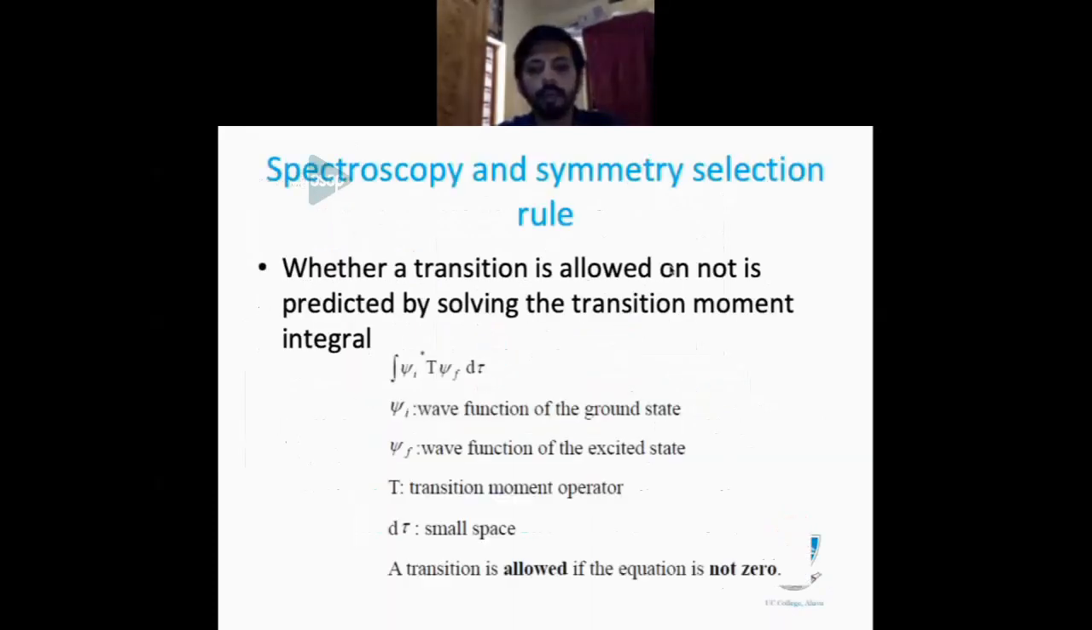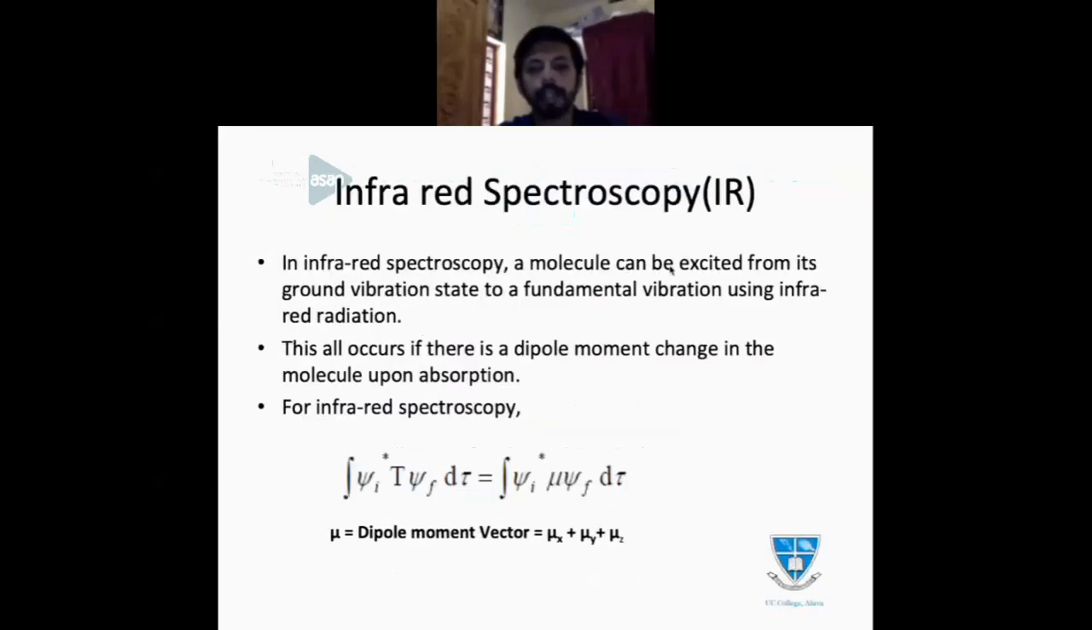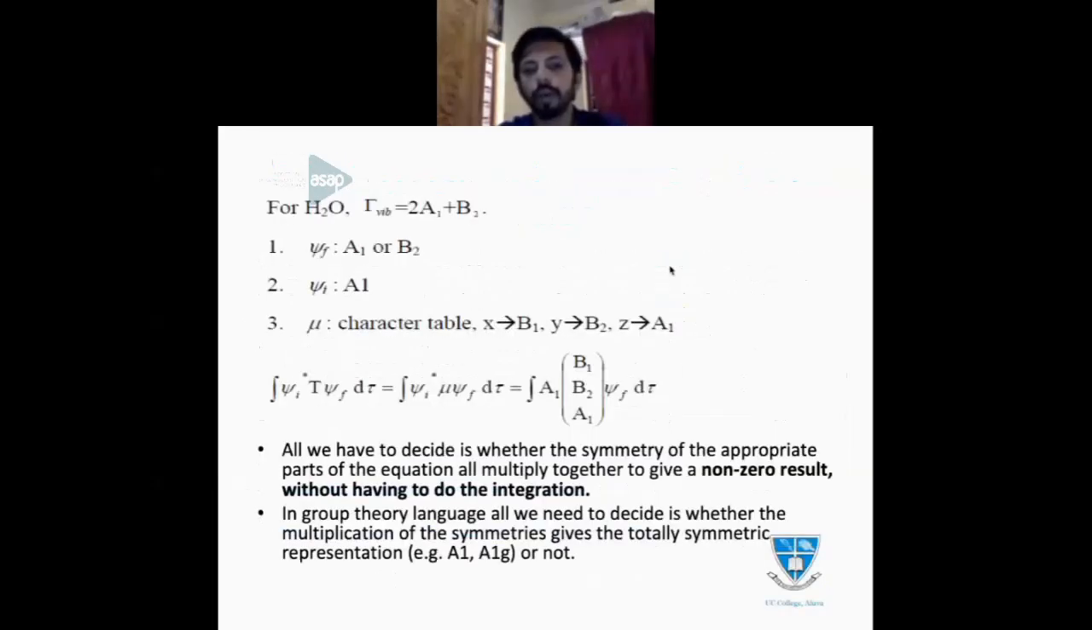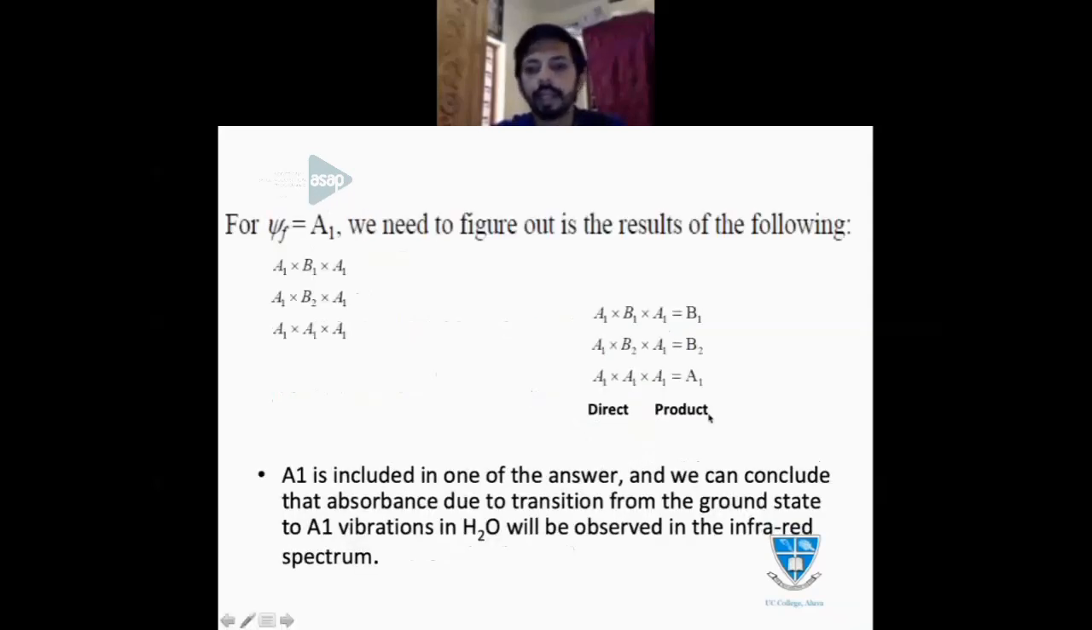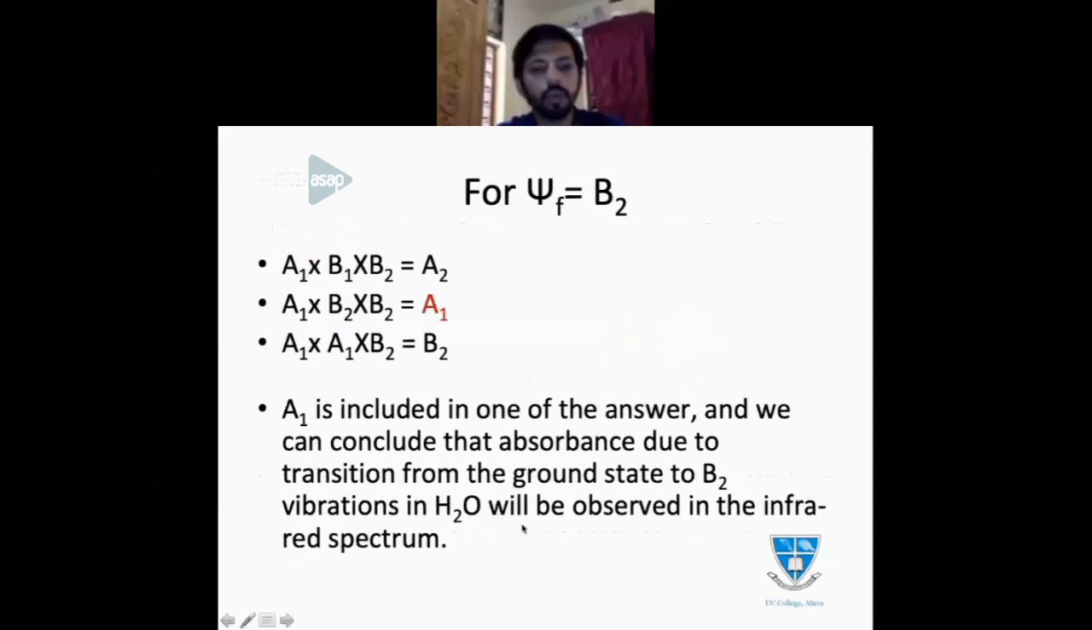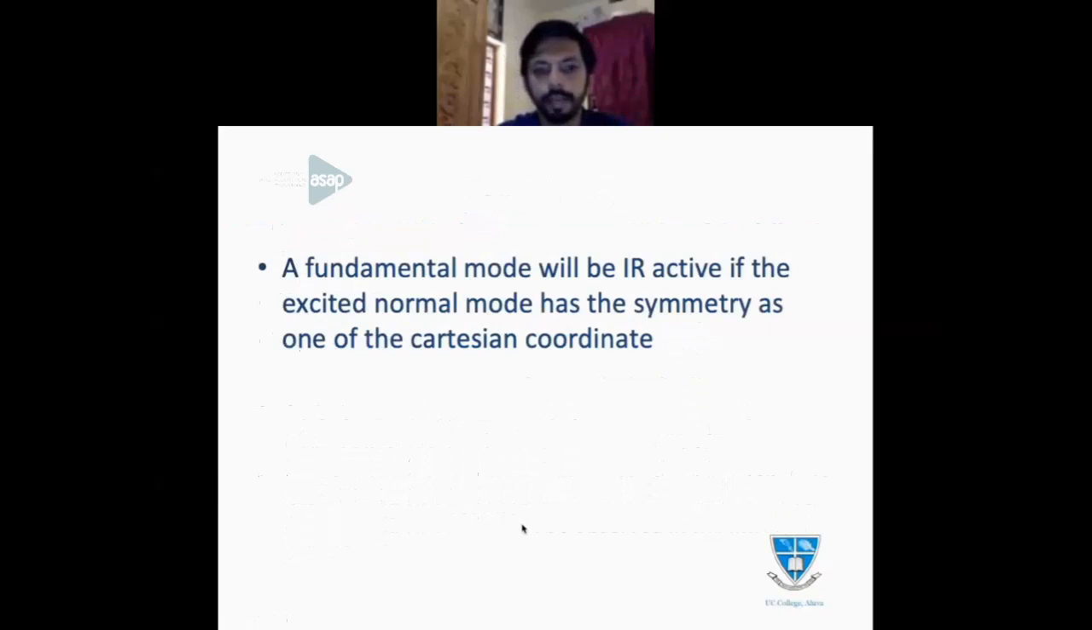In the selection rule, we can see that if the transition moment integral is non-zero, the transition is allowed. In group theory, we don't want to evaluate this integral. We just have to check whether the direct product leads to a symmetric representation. Here the direct product leads to a symmetric representation in the case of psi f being A1, so this A1 is allowed in H2O. Again, B2 leads to a symmetric representation, so B2 is allowed in IR.